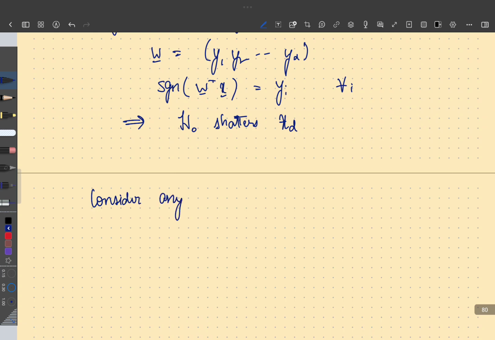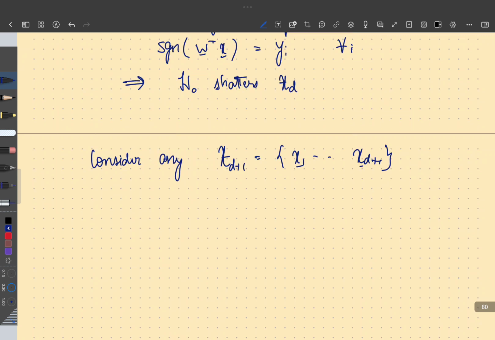So therefore, let's consider any x1 through x_{d+1}. It's some collection of d plus 1 vectors in R^d. We want to show that this cannot be shattered by H naught. So there should be some configuration of labelings that cannot be generated. To show this requires a little bit of a more technical proof. It's not intuitive in that sense.